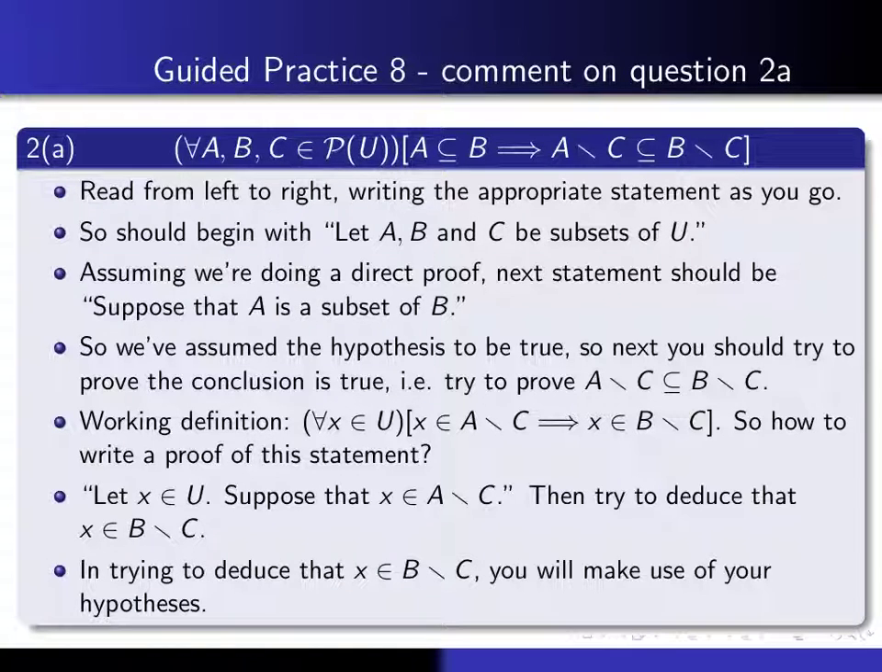And in trying to deduce that x is in B minus C, that's when you're going to make use of your hypothesis that A is a subset of B. But you needn't say anything about A being a subset of B or what that means until you need to make use of it. A lot of students at this point in the proof, instead of doing what they should have done, namely take an x in A minus C, wrote let x be in A. And there's no reason to do that because you're not trying to prove that A is a subset of B. You're trying to prove that A minus C is a subset of B minus C.